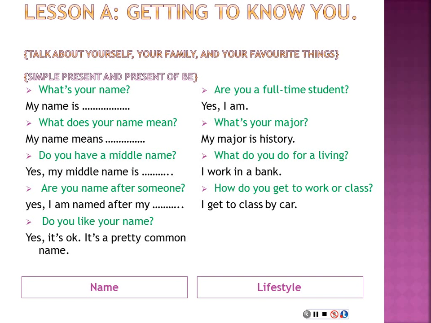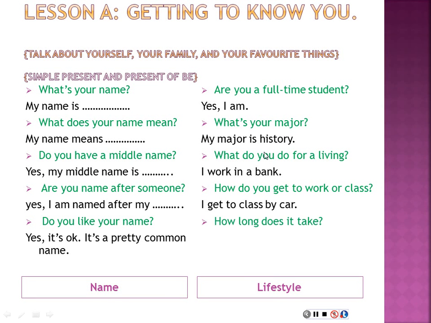So we use by car. Maybe we can say by bus بالحافلة, by train بالقطار, I can go by bicycle. أخذ دراجة هوائية. By motorcycle دراجة نارية. So it depends on your answer.